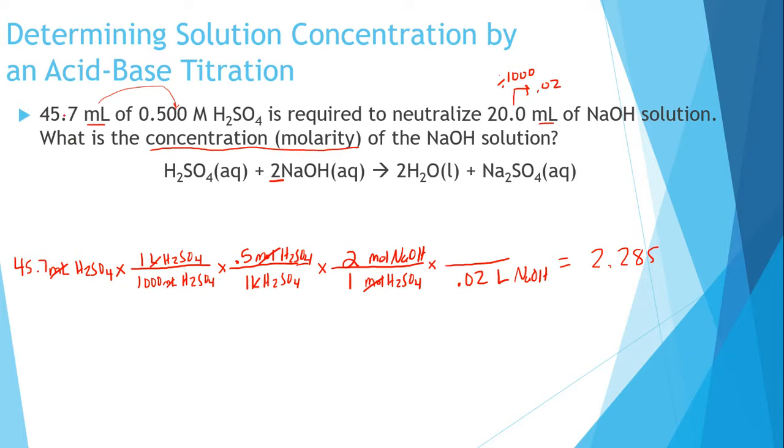Now, if I look at my sig figs, I'm allowed to have 3 sig figs, so 2.29. And then I need to make sure I have my unit. This is concentration, so it's a capital M for molarity of NaOH.